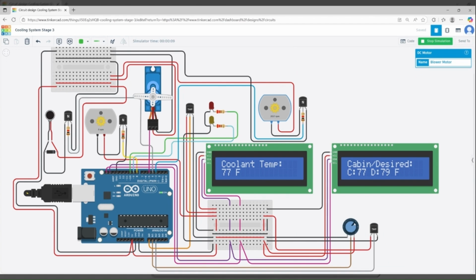Let's see what happens when we go cooler. Let's go a lot cooler. So the desired is 61 degrees. So this cuts off hot coolant to the heater core. We can see our compressor is on, and now our blower motor is spinning at 10,000 RPMs.